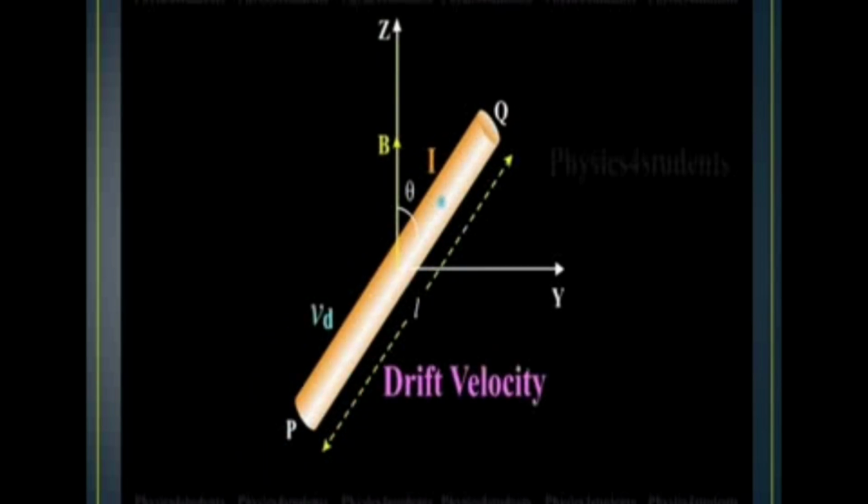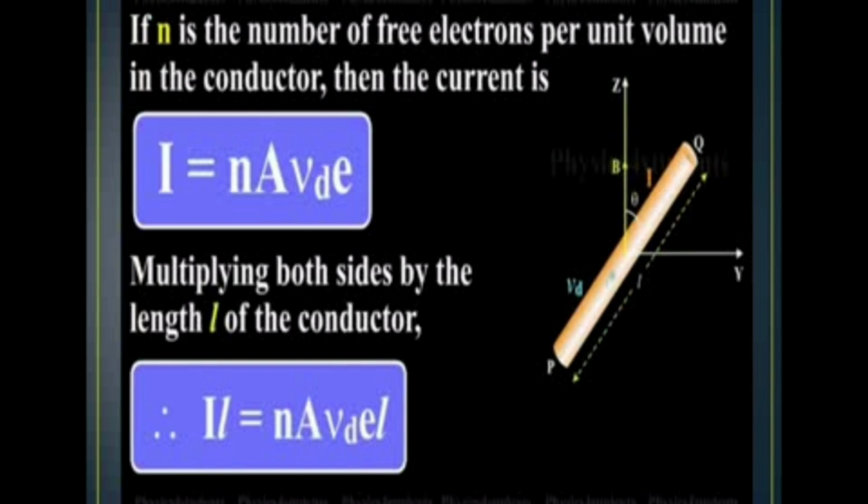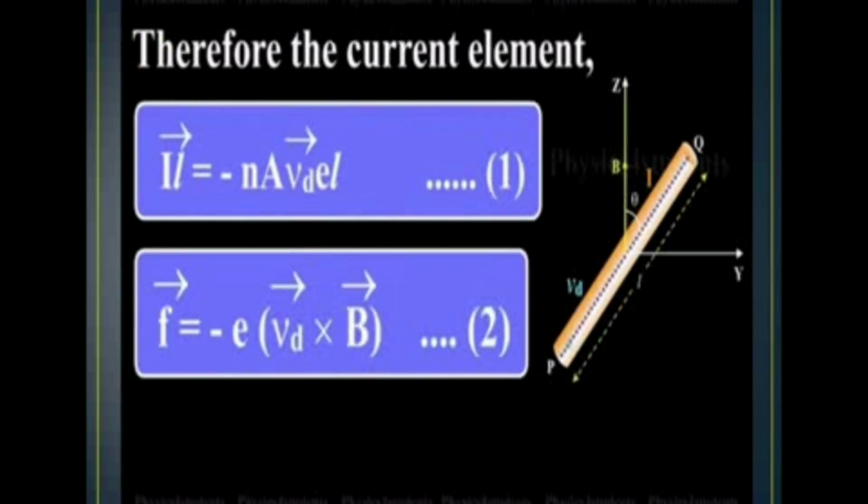Here the current flows from P to Q, and the drift velocity is in the direction opposite to the flow of current. The current I is equal to nAv_dE. Already we know this value. Multiplying both sides by L, the length of the conductor, we get IL equal to nAv_dE into L. Here IL equals nAv_dE times L.